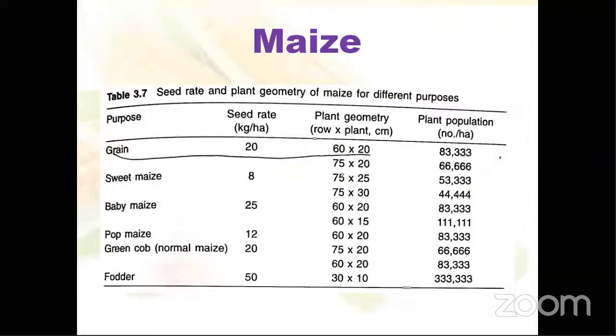Then coming to one clear picture on different types of maize, the seed rates, plant geometry and plant population given here. Can someone explain what that is? Yes, Girisha, tell me what the table is showing. What are you getting from the table? Seed rate and plant geometry of maize for different purposes. I know ABCDs. You explain to me. Purpose, sir. Anybody?